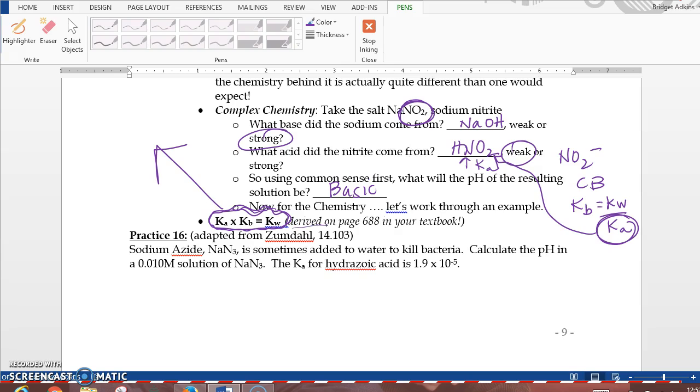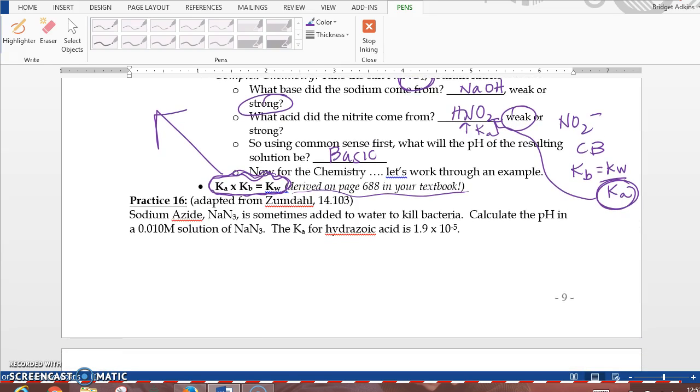And if you'd like to look at the derivation, it is in your textbook. Alright, so we're going to look at this first one, sodium azide, sometimes used to kill bacteria in water.